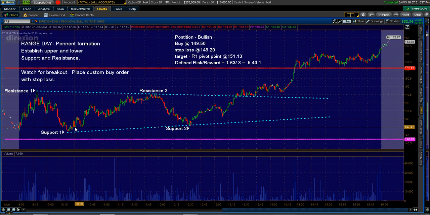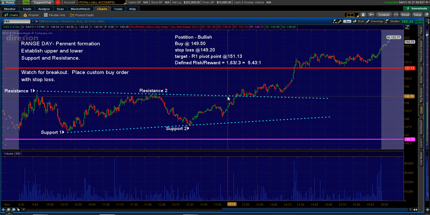So what I was looking for was triangular, or basically the ability to draw some trend lines for support and resistance levels, and we were able to do that at about 12:30. We finally got our support 2 line in the pennant formation. And so what I was doing was looking for breakouts either to the downside or the upside.